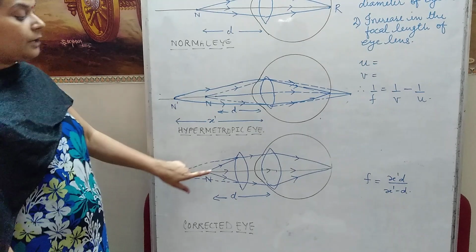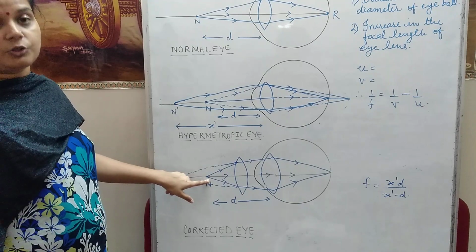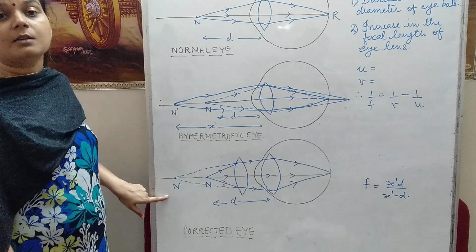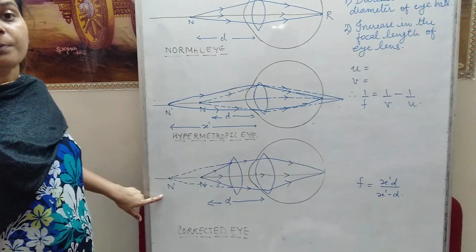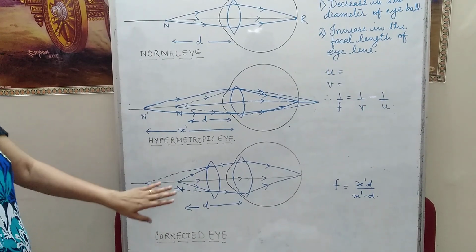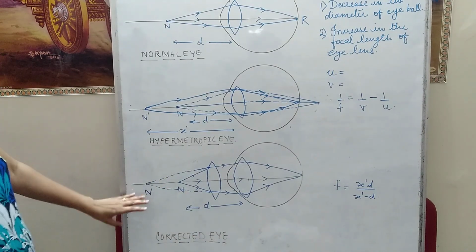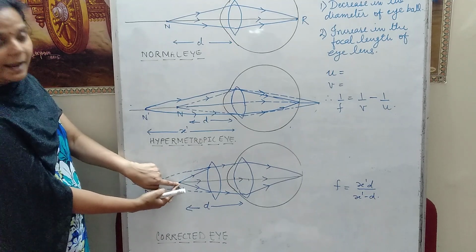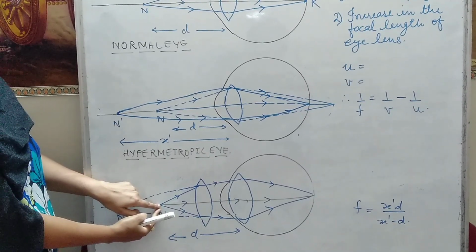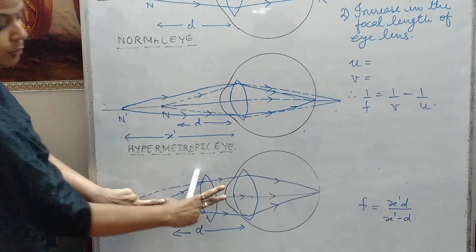What does it do? It forms the image of the object placed at the least distance of distinct vision, that is at point N, at the point N dash, which is the near point of the hypermetropic person. Now, how to calculate the power of the lens or the focal length of the lens that we are going to use to correct this defect? So here the object is placed at N. So that means the normal near point, which is equal to 25 centimeters, is the place where the object is placed, right? So this will be taken as u.